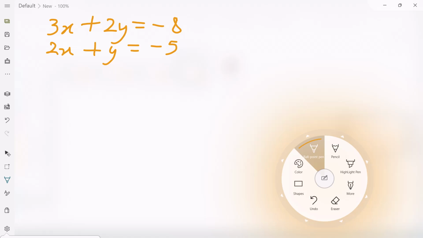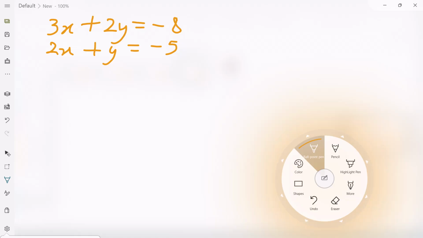Hello everyone. Here we have a simultaneous equation. I can use either elimination or substitution, but let me use elimination. If I want to use elimination, I need to make sure that the coefficient of either y or x are equal in the two equations.